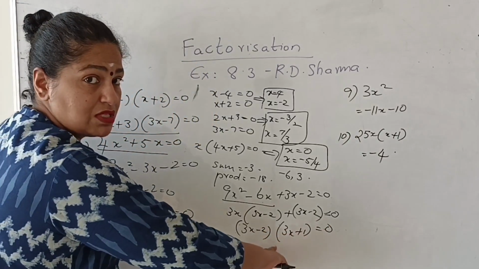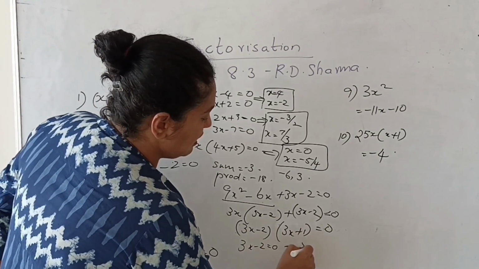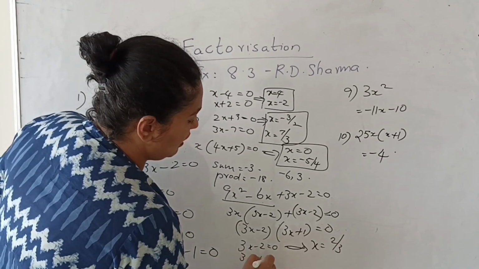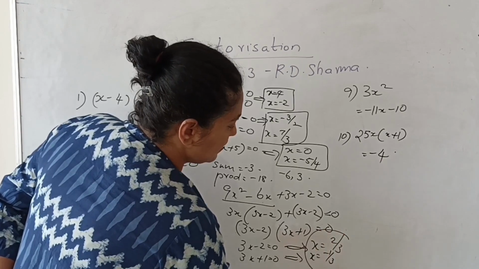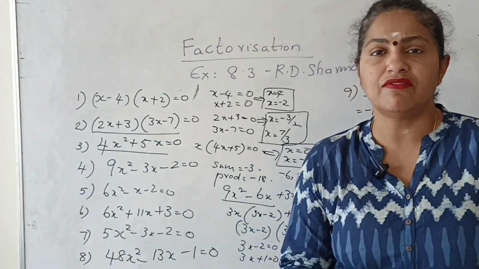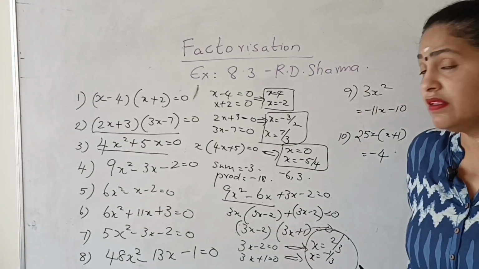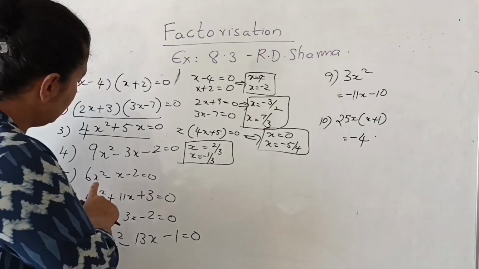Now, the product of two terms is equal to 0. So you have 3x minus 2 is equal to 0, giving us x is equal to 2 by 3, and 3x plus 1 is equal to 0, giving x is equal to minus 1 by 3. Okay, so we have done similar sums in the previous class. So this is the final answer. We will move on to the fifth one.